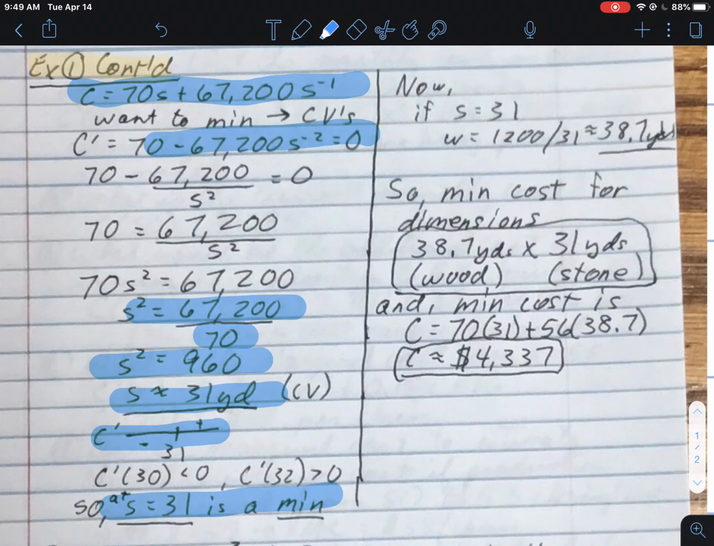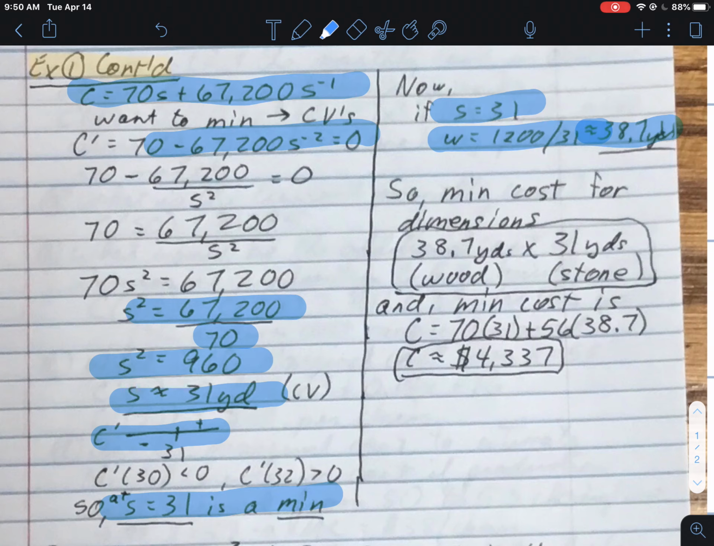But anyway, so there's our minimum value. We know it occurs at s equals 31. Now that's s, that's the length of the stone wall side. So I need to also find the amount of wood fencing that we need, or at least the dimensions of the wood side. So we have s equals 31. We can go back to our equation that we solved previously. I have w was equal to 1200 over s. So I just simply plug that in, and I've got a value for w of approximately 38.7 yards.